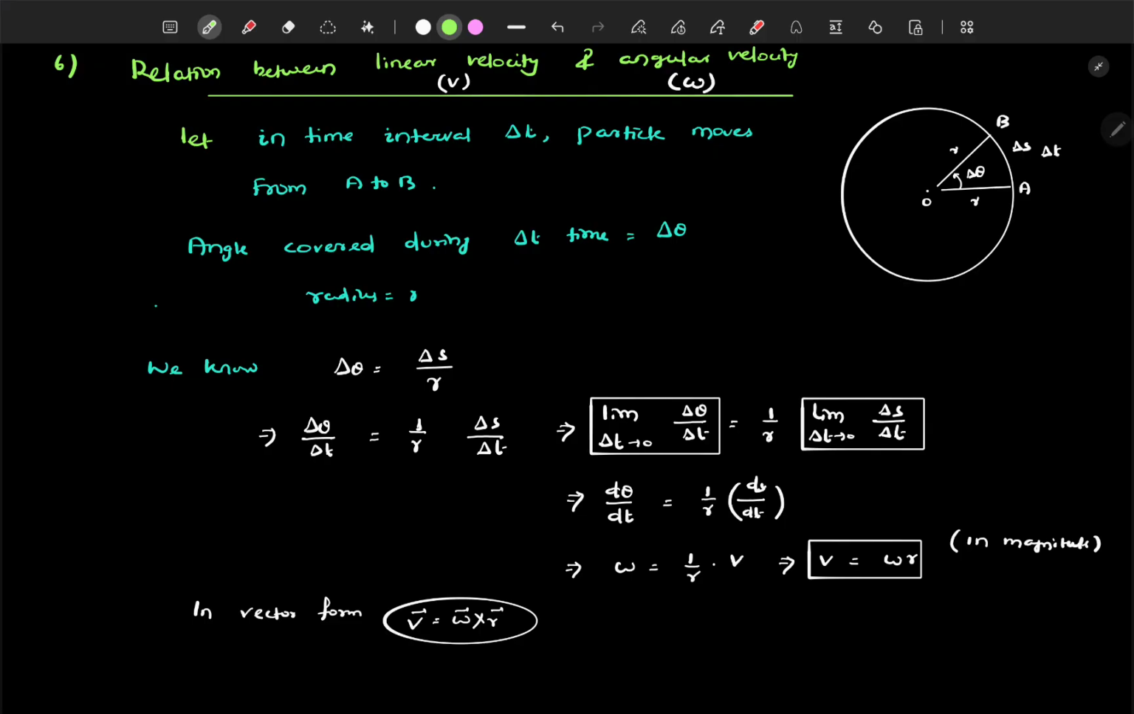Next come to your angular acceleration part. That is, let's come to point number 7. Point number 7, give heading angular acceleration.